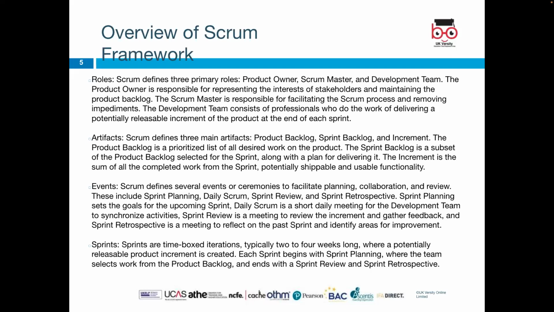The last one, which is sprint. Sprints are time-boxed iterations, typically 2 to 4 weeks long, where a potentially releasable product increment is created. Each sprint begins with sprint planning, where the team selects work from the product backlog, and ends with the sprint review and sprint retrospective, like we looked at in events.